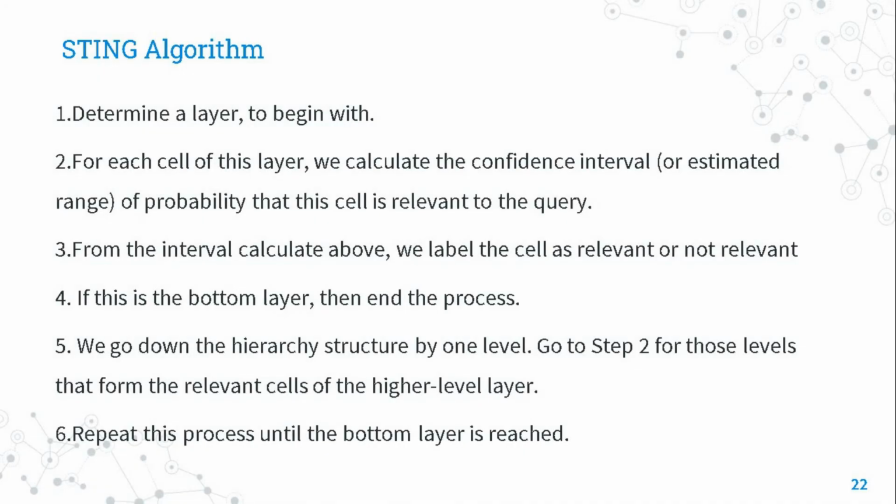Next, the STING algorithm. Number 1, determine a layer to begin with. Number 2, for each cell of the layer, we calculate the confidence interval or estimated range of probability that this cell is relevant to the query. Number 3, from the interval calculated above, we label the cell as relevant or not relevant. Number 4, if this is the bottom layer, then end the process. Number 5, we go down the hierarchy structure by one level. Go to step 2 for those cells that form the relevant cells of the higher level layer. Number 6, repeat this process until the bottom layer is reached.